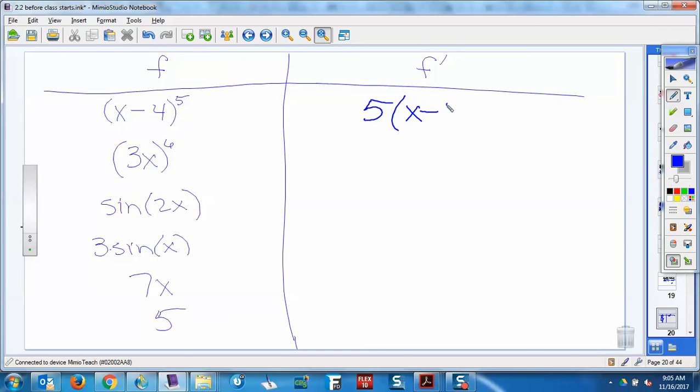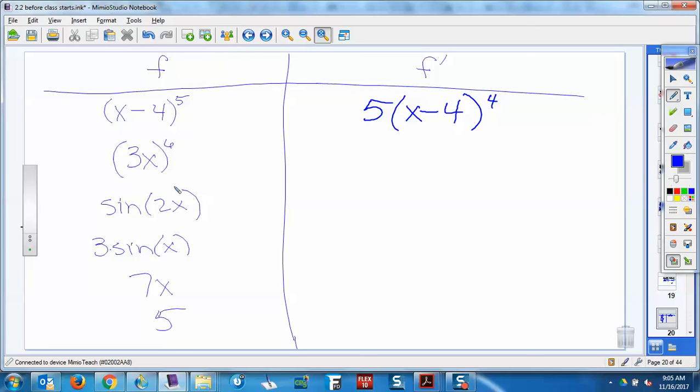We'll leave the inside alone. You'll hear me say that a lot this year. Turns out we always leave the inside alone. When we do the derivative and there's some stuff on the inside, we leave the inside alone. The inside stays the same as the original function. So we bring the 5 down, we drop the power to a 4, but we leave the inside alone.